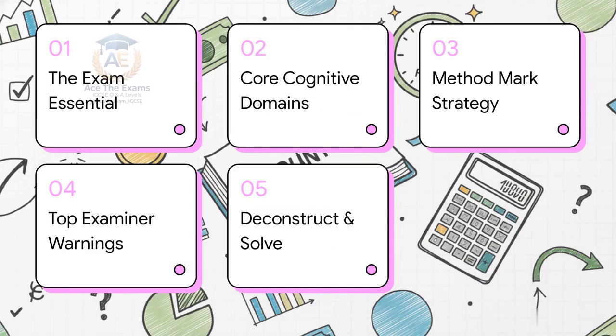To secure those top marks, we are following this strict agenda today. First, the exam essential. Then, the core cognitive domains. Third, the method mark strategy. Fourth, the top 3 examiner warnings. And we finish with the ultimate master framework: deconstruct, solve, evaluate.